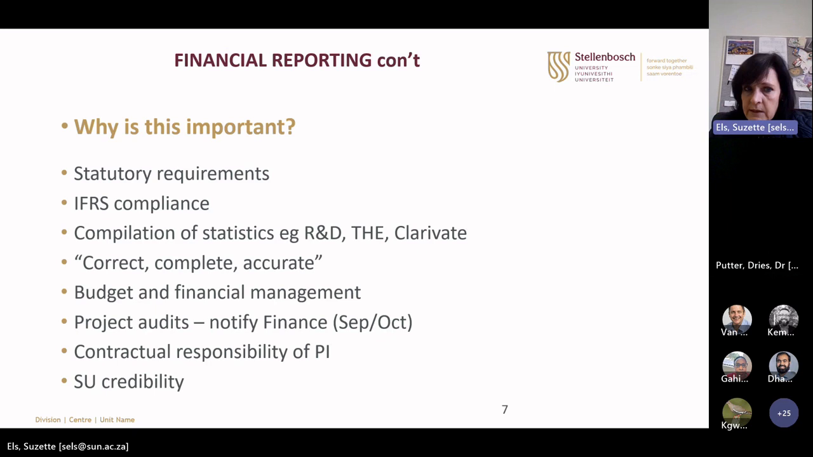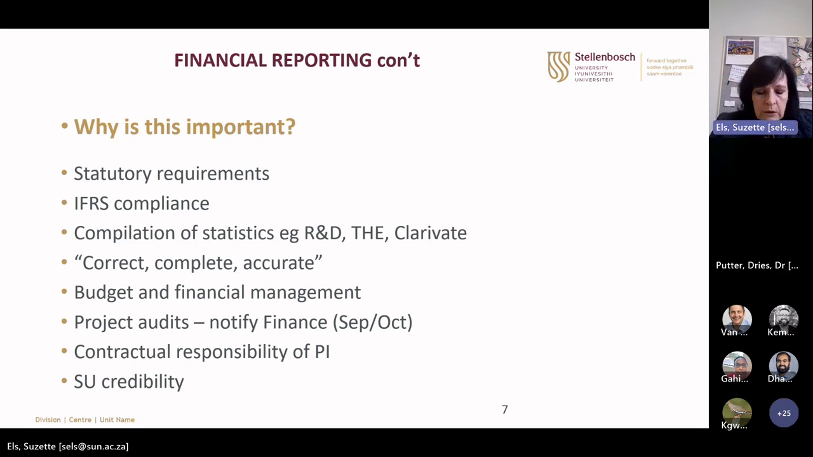We do compilation of statistics for R&D or Times Higher Education or Clarivate. You always see in the press where they listed the universities and say Stellenbosch University moved up or down, or Wits moved up or down. This is the statistics that we send them. So it is important that we do it correct on our side, so what you put in this cost center is what comes out when I draw statistics for institutions like THE or Clarivate. So it is important to do it as correct and accurate as possible.